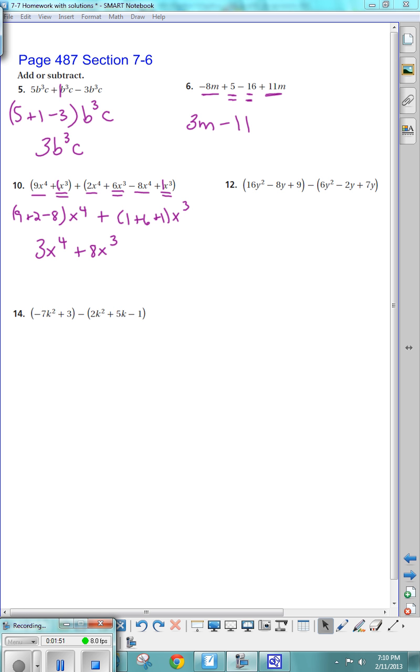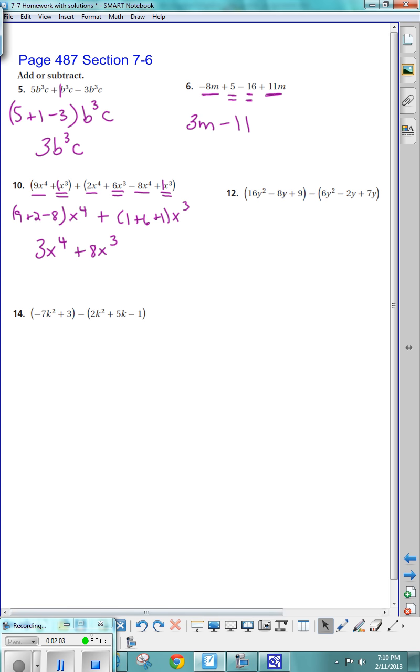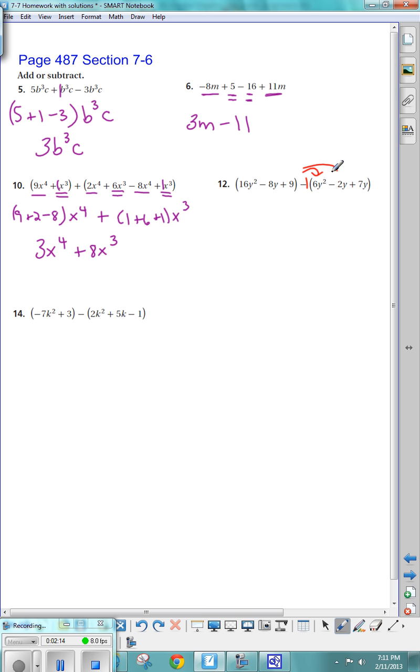Number 12 is not quite so easy because you have a minus sign in between, which means to rewrite this, what you're really doing is you're distributing a negative 1. So if I'm going to distribute a negative 1, I'm going to put a 1 in front of there, and then I'm going to distribute it. So that's basically going to get rid of my parentheses. Technically there's a 1 here, but when I distribute that 1, it doesn't change anything. So it just gets rid of the parentheses.